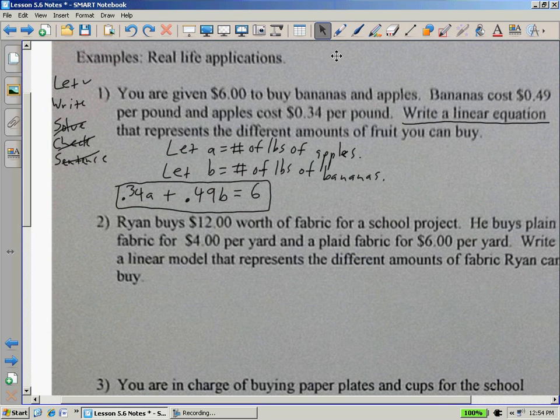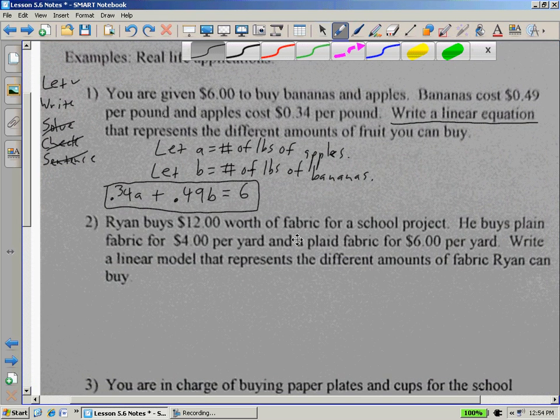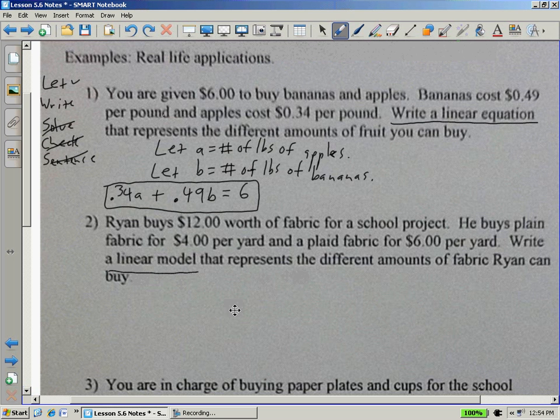Okay, now let's look at number 2 here. Ryan's going to buy $12 worth of fabric. He buys plain fabric for $4 a yard, plaid fabric for $6 a yard. We're going to write a linear model. So again, we're just writing the linear model. We do need to do the let statements though.